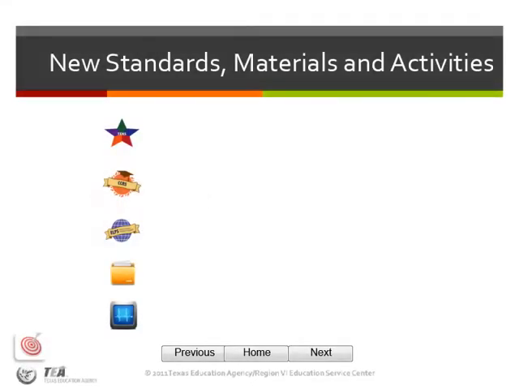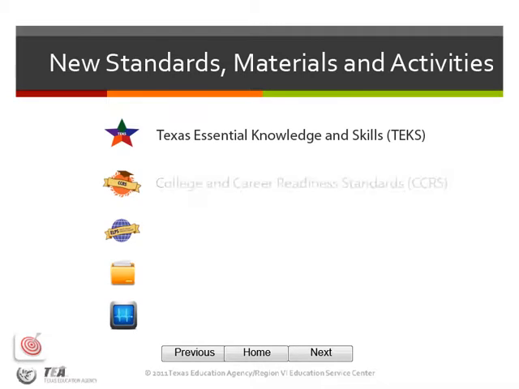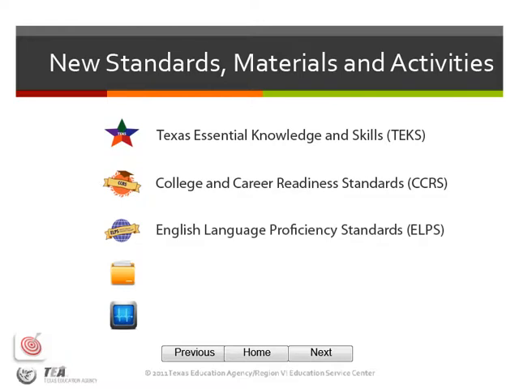These icons represent materials and activities that are used throughout the training. Let's briefly examine each of these icons. The first icon, TEKS Essential Knowledge and Skills, or the TEKS. Then we have the College and Career Readiness Standards, or the CCRS, the English Language Proficiency Standards, or ELPS. We additionally have handouts and activities to accompany this training as well.